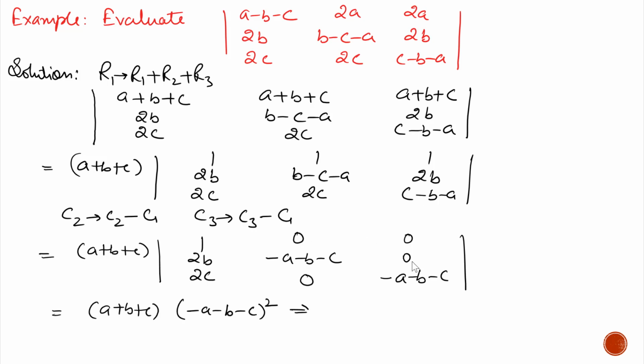Since these three elements are 0, the answer of the determinant is the multiple of diagonal elements, and we'll get 1 into minus a minus b minus c multiplied by minus a minus b minus c, and we'll get minus a minus b minus c whole square, and the ultimate answer is a plus b plus c whole cube.